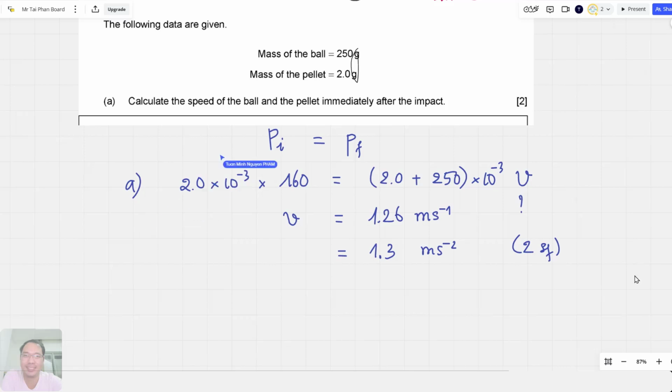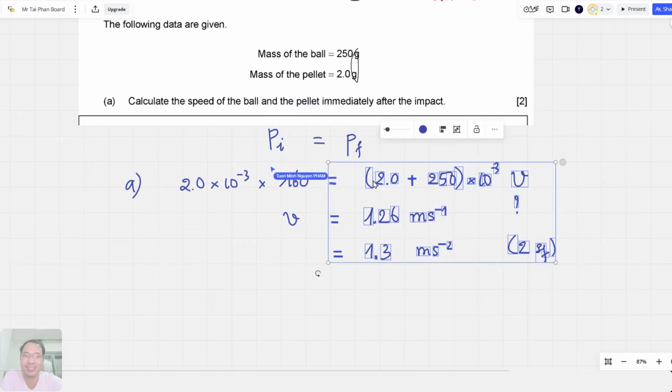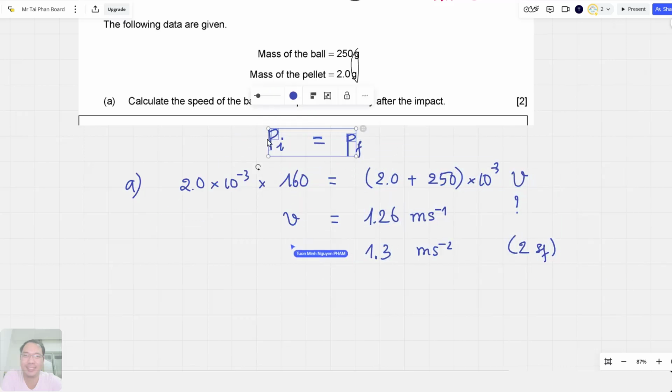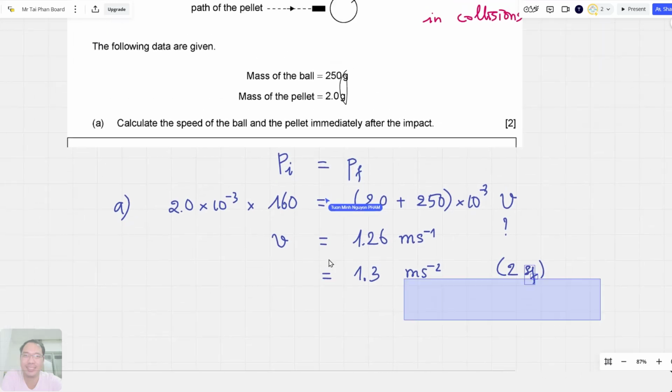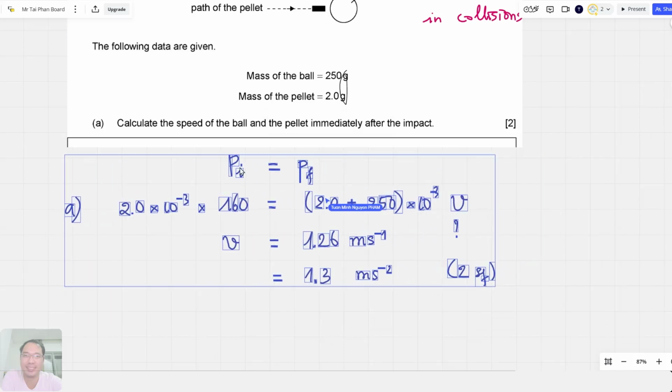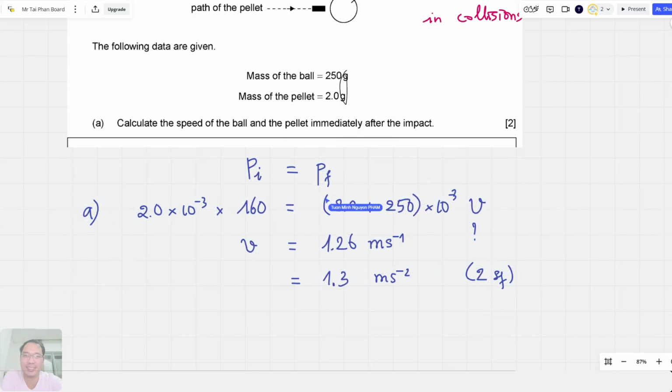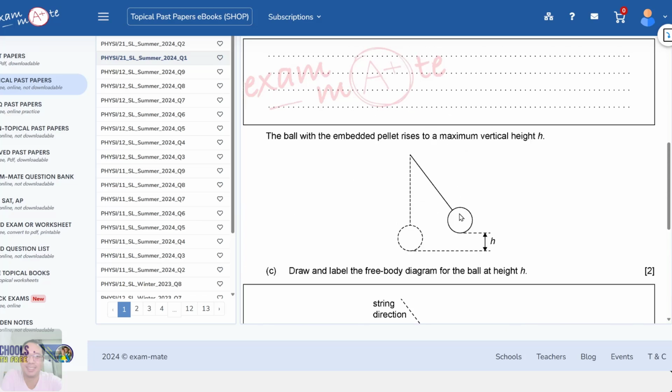Simple. And this kind of collision, when the 2 objects stick together, is usually, like 99%, an inelastic collision. But I remember later there's a question asking us to find out if the collision is elastic or not elastic.